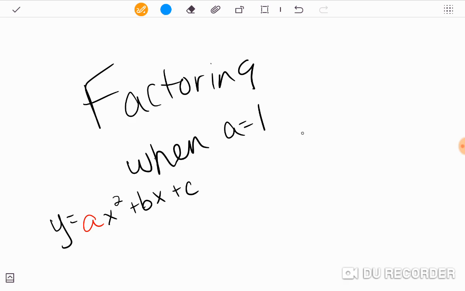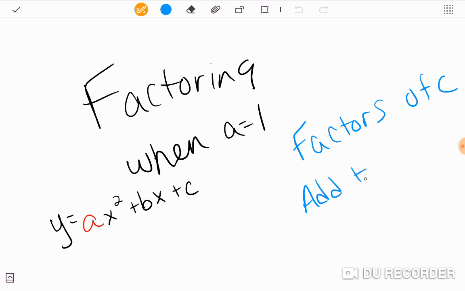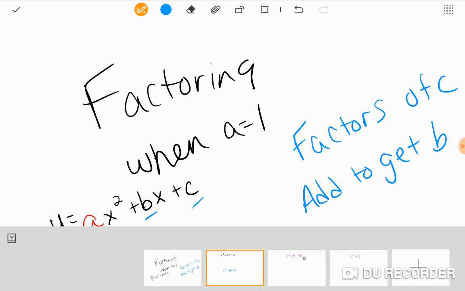Now, what we've been doing in class, we've been using this rhyme, and it seems to be helping a little bit. So if you want to write this down in your notes: factors of C, add to get B. Okay, so factors of C, add to get B. And that's a pretty easy way to remember how to solve these problems when you're having to factor.